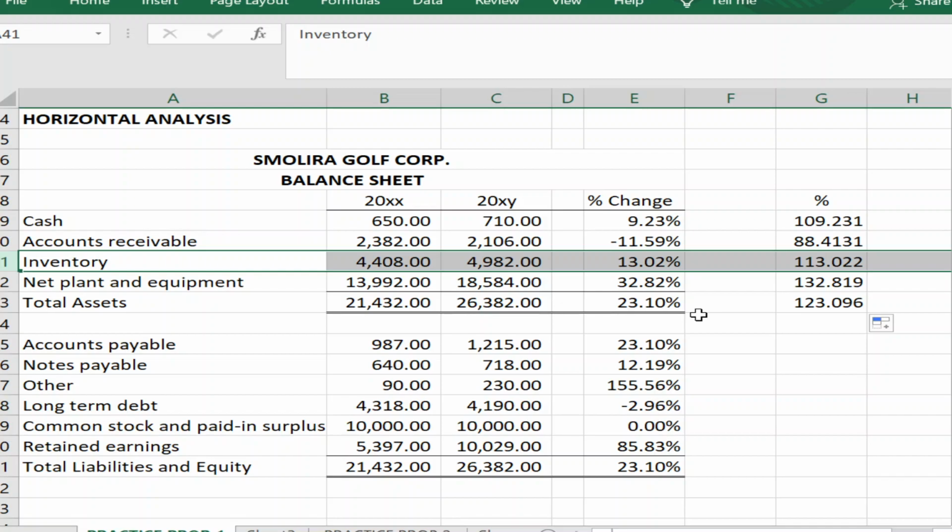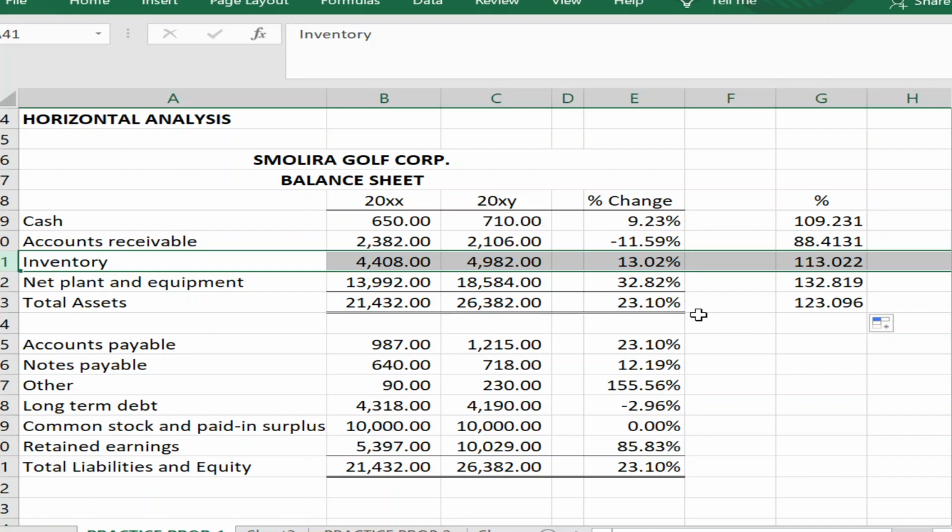That's why it does not provide us much information on how liquid a company is if we are using inventory. That's why we also have another ratio, which is called the quick ratio. It excludes the inventory because it's not as liquid as the other current assets such as cash, accounts receivable, and marketable securities.